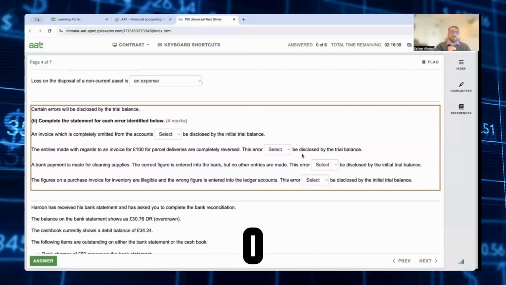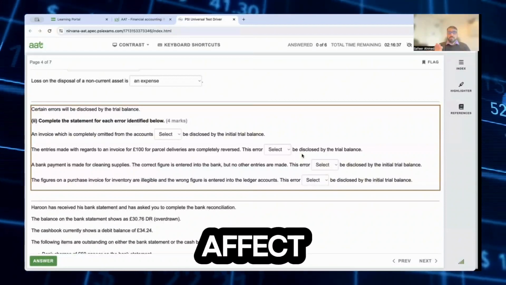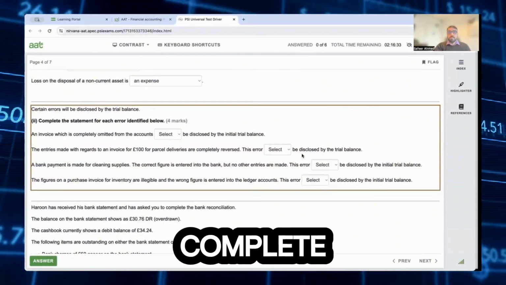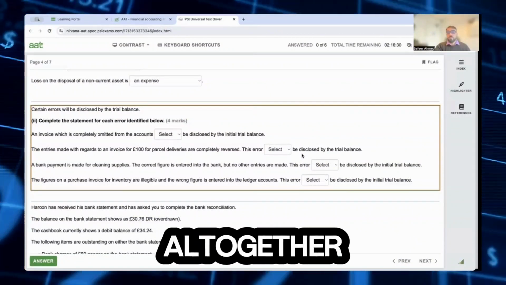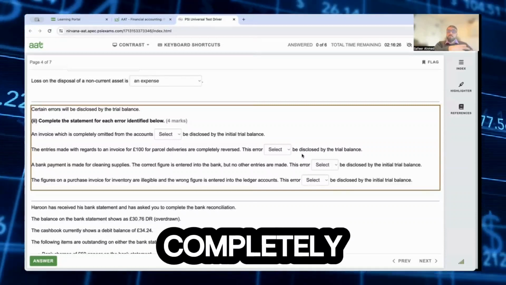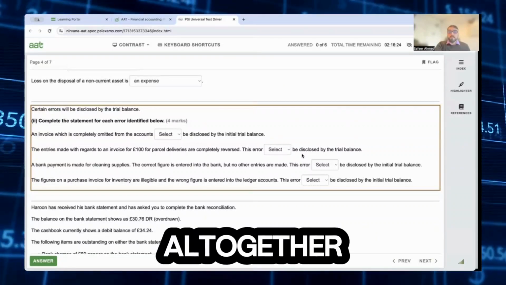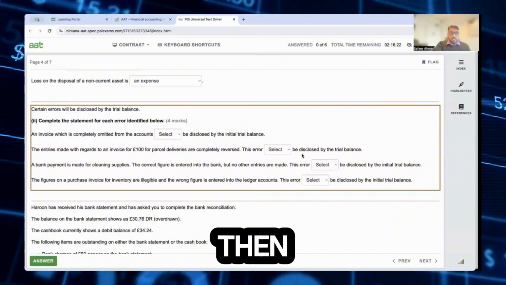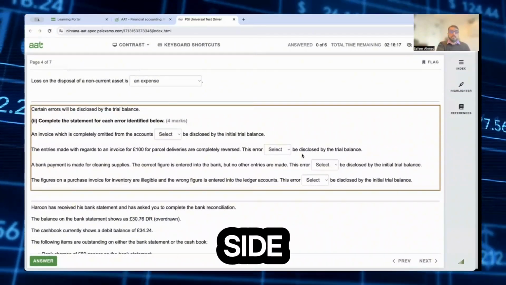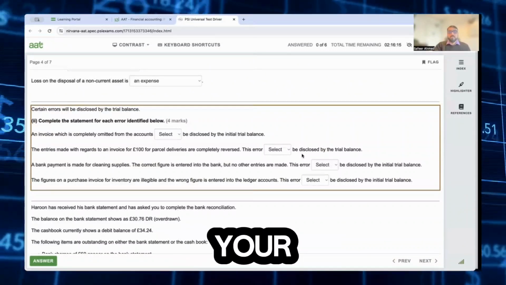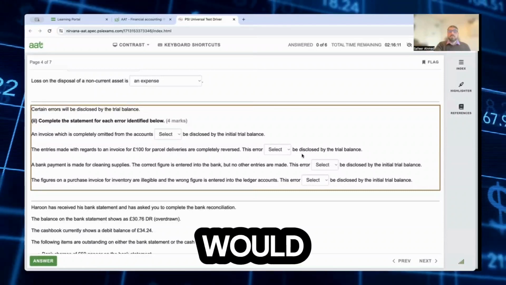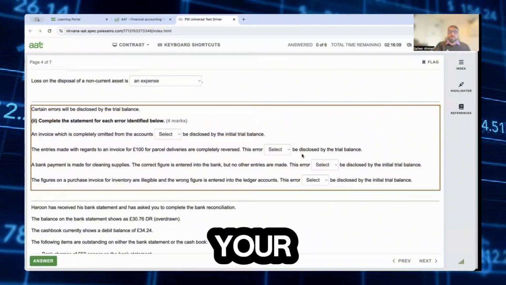So first of all, if I talk about the errors which do not affect your trial balance, things like error of omission. If you completely omit an entry altogether, of course, then it would not affect your trial balance, because you have not recorded anything on debit side or credit side. So therefore, your debits and credits of the trial balance will be the same. So it would not be disclosed by your trial balance.